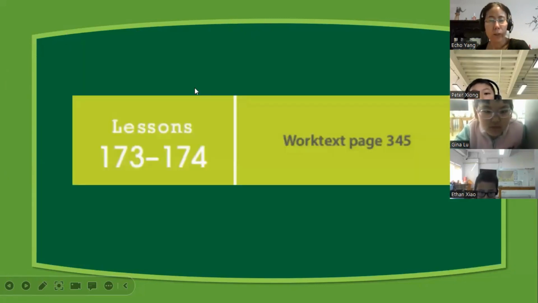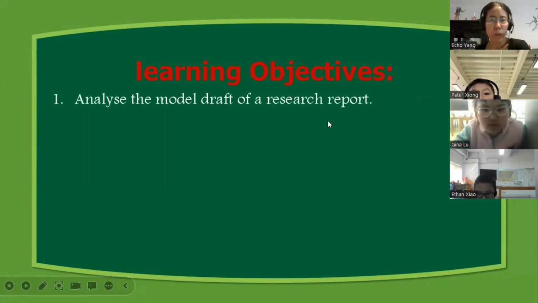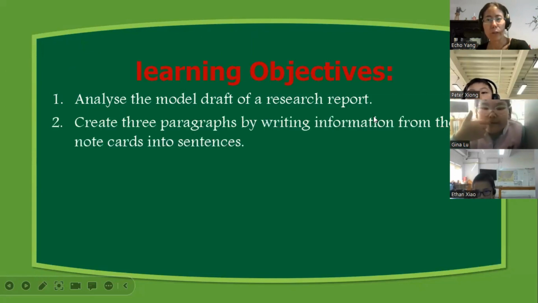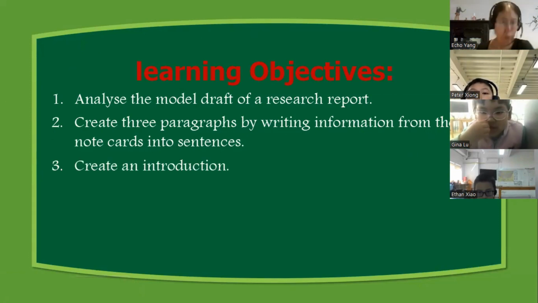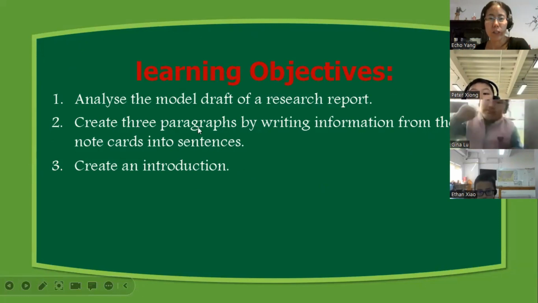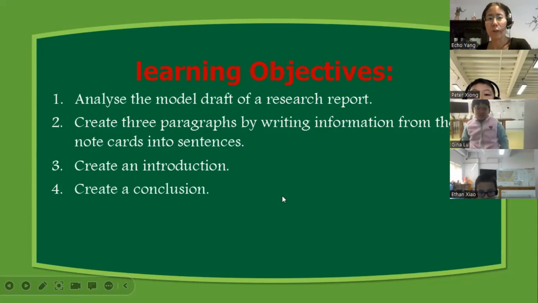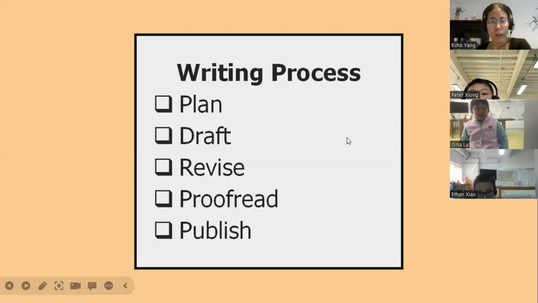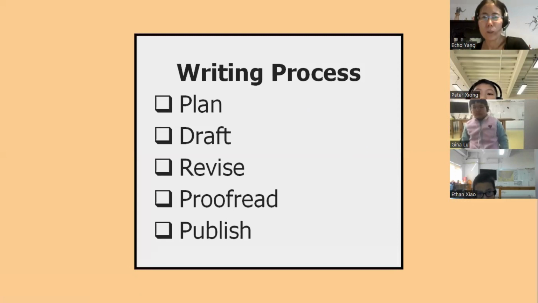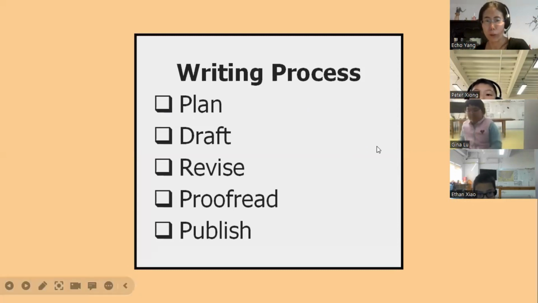And today we are going to continue drafting. So what we are going to do today, we are going to first analyze the model draft of a research report on page 345. And then we are going to create 3 paragraphs by writing information from the note cards into sentences. And then we are going to create the introduction. So Mary has led you to finish paragraph 1, the introduction. We are going to continue to learn how to create a conclusion. And then, let us look at the writing process. So what are we going to do? On which stage are we going to do?